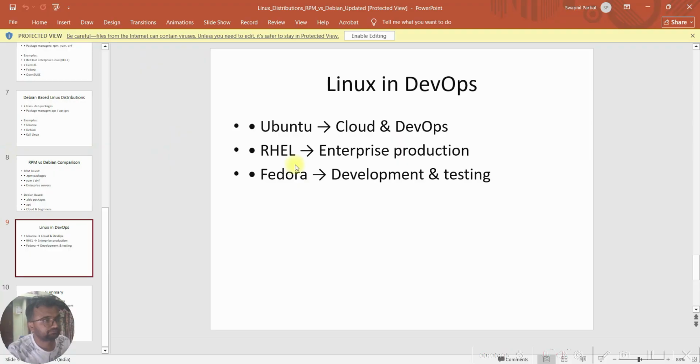Linux in DevOps. In DevOps and cloud environments, Ubuntu is the most widely used Linux distribution. Whatever we learn over here, like Docker and Kubernetes, we will use Ubuntu only because it is very popular among all users. Red Hat Enterprise Linux is commonly used in enterprise production systems. Fedora is often used for development and testing purposes. This is why Linux knowledge is mandatory for anyone learning DevOps.